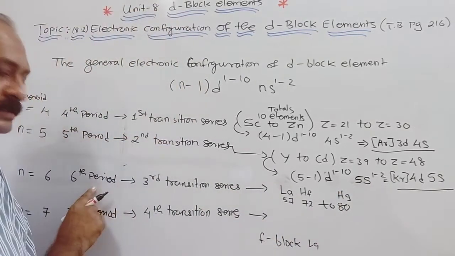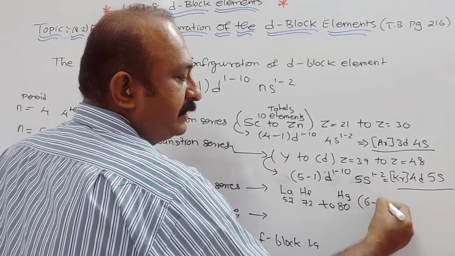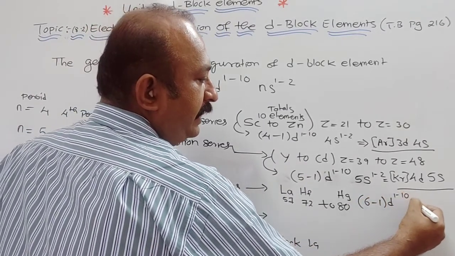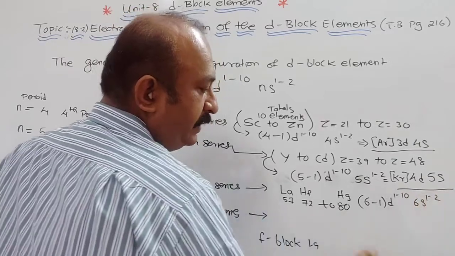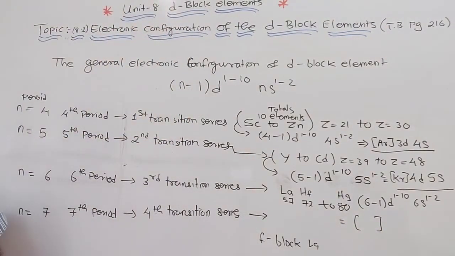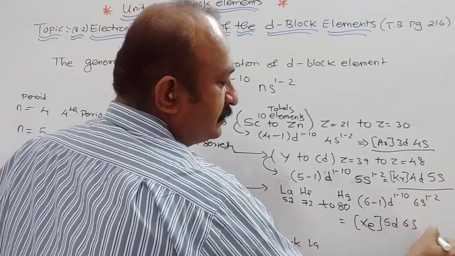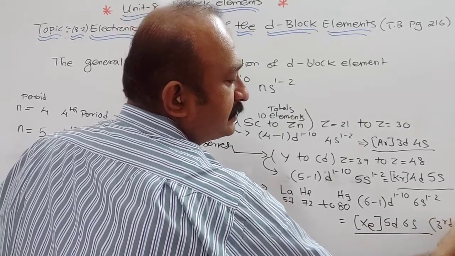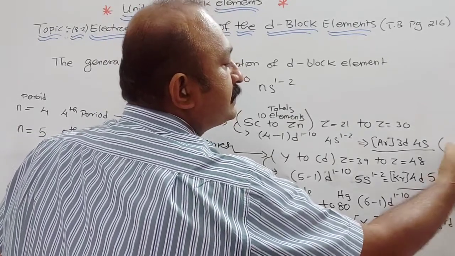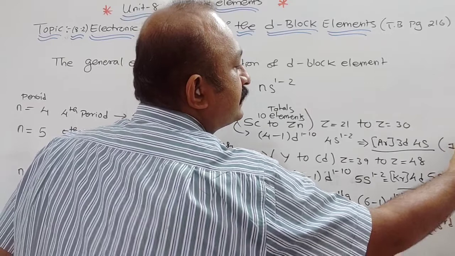Now in this case it is the sixth period. So n minus 1 will be 6 minus 1, d 1 to 10, and 6s 1 to 2, right? So for this configuration, the common noble gas we take is xenon for the sixth period. So 6 minus 1 is 5d and this 6s. So this is the third transition series. This is the fourth transition series, this is the second transition series, and this is the first transition series.